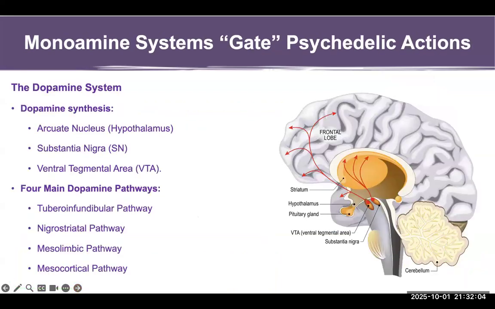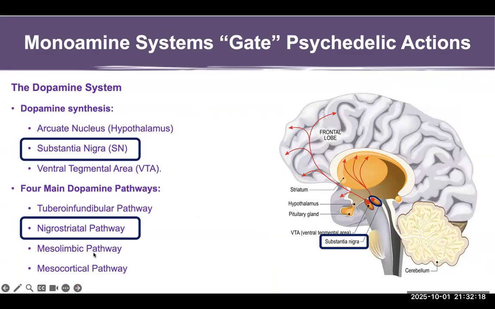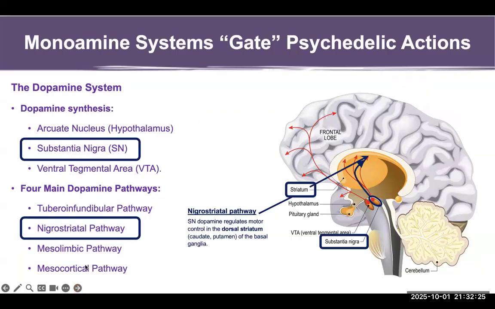So we've already talked about the dopamine system a little bit, but I just wanted to give a plug since the dopamine system is really inherent to the basal ganglia. So the substantia nigra right here is one of the primary regions of dopamine synthesis in the nigrostriatal pathway, where it projects to the dorsal striatum.